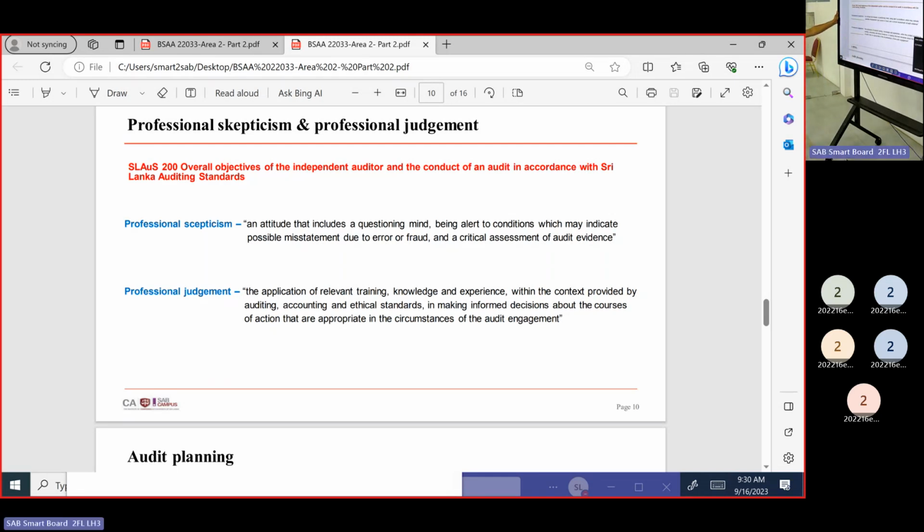So what are the areas where you have to use your professional judgment? Can you give me an example? Professional judgment. So what are the areas we are using professional judgment? As an auditor, as a human being, or judgment should be professional. Not professional judgment can be.